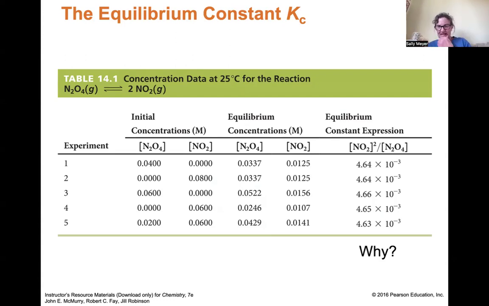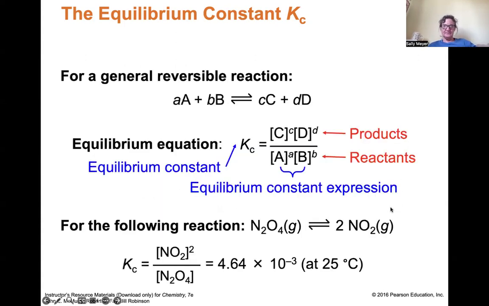On the far right-hand side, they're showing you that it doesn't matter which experiment you start with: all reactant, all product, or a mixture of each. You're going to reach a point where that ratio, the product concentration squared, because the stoichiometric coefficient is 2, divided by the concentration of the reactant to its stoichiometric coefficient, which is 1, reaches a constant.